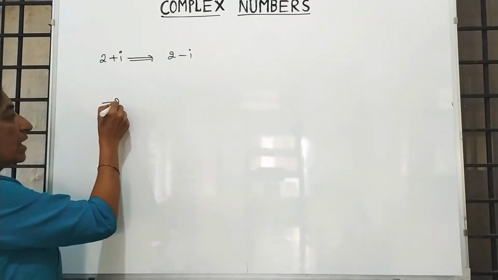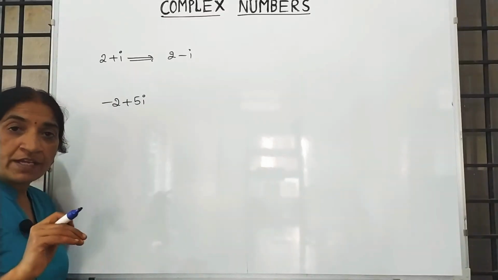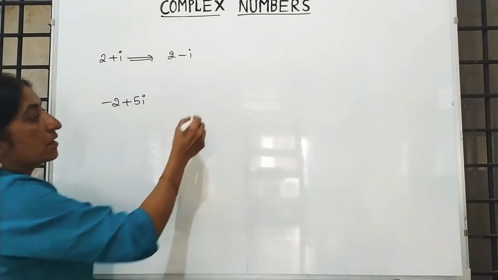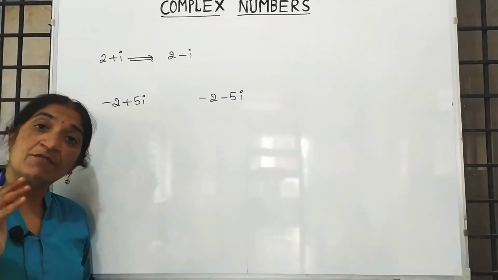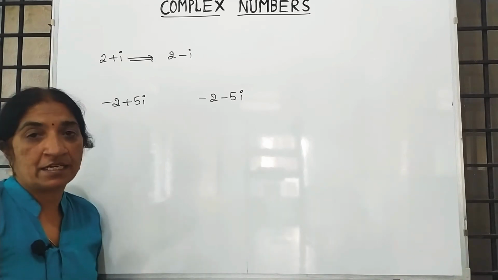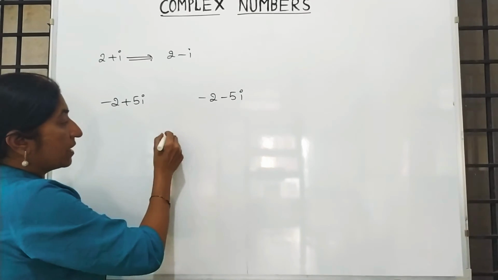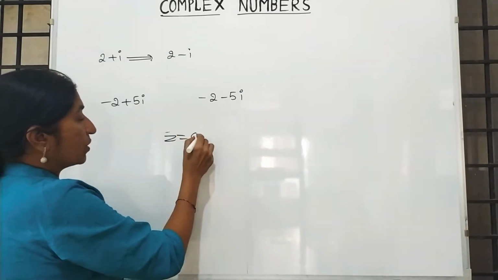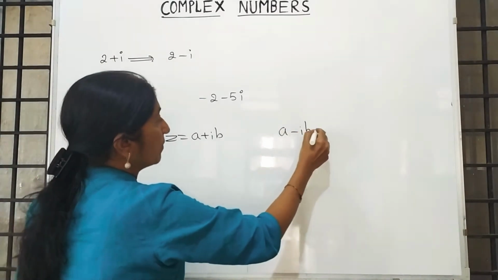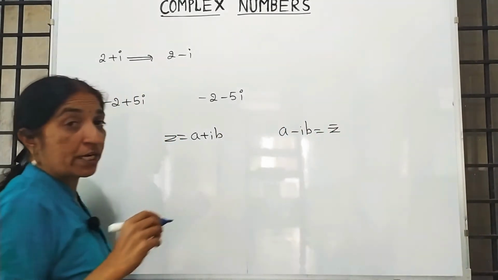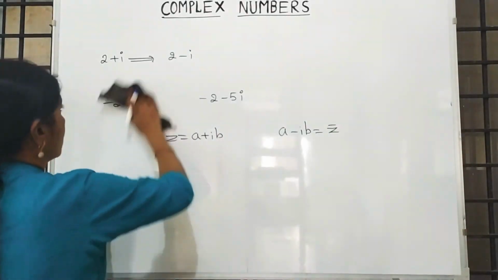If it is minus 2 plus 5i, what is the sign in front of i? In front of i we have a plus. Then minus 2 minus 5i, only in front of i we have to change the sign. That is called the conjugate of the complex number. If z is equal to a plus ib, then its conjugate is a minus ib, and the conjugate is denoted by z bar.